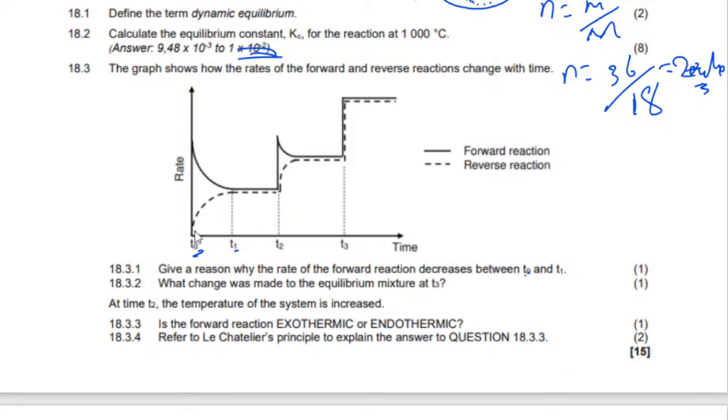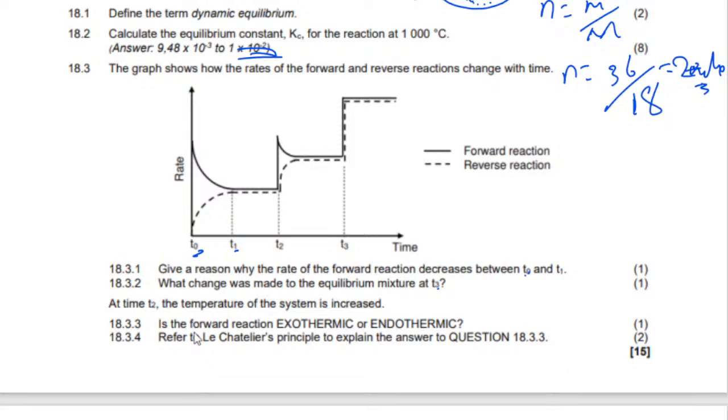So it's like that because there is a decreased concentration of the reactants. You understand? Then you're saying that at temperature T2, what change was made at equilibrium at temperature T3 here? Both changed at the same pace. So it means that there was an application of a catalyst.